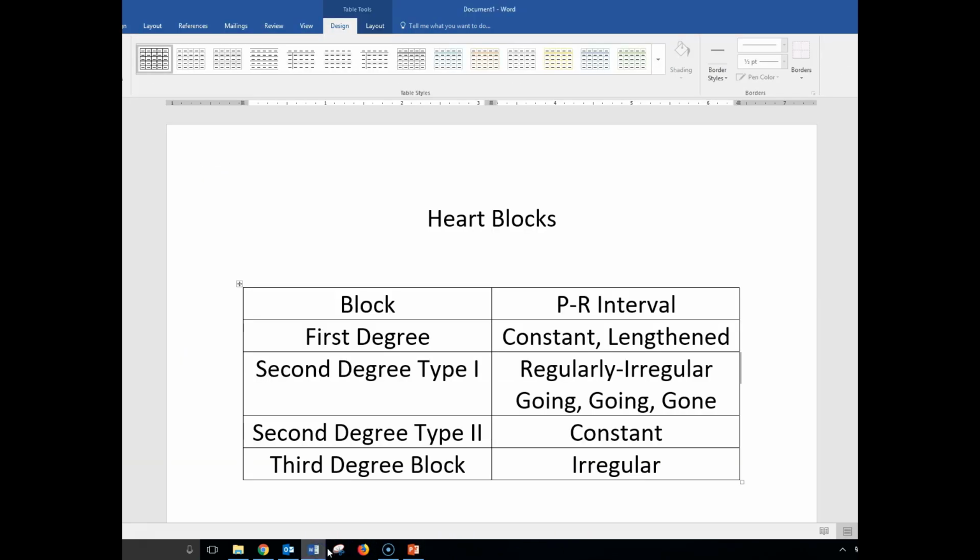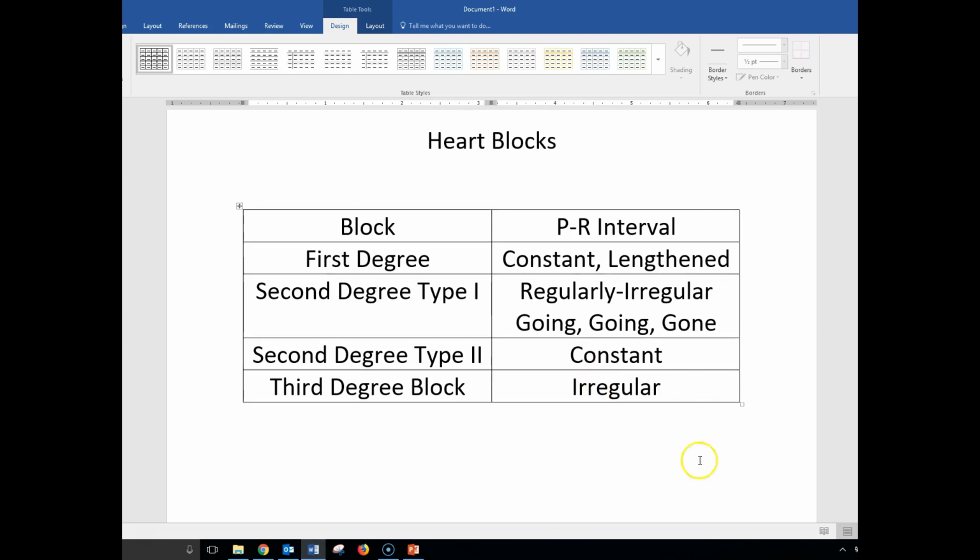Let's go to here. So once again, we talked about those few things, that PR interval, okay? First degree block is constant and lengthened, right? Longer than normal, longer than 0.12 to 0.2. Second degree type 1 is regularly irregular, so going, going, gone, or however many goings it needs. Second degree type 2, this is Mobitz type 2, and the PR interval is constant. And then we go on down to third degree block, and it's just all over the place. There is no PR interval to speak of because it's just all over the place.